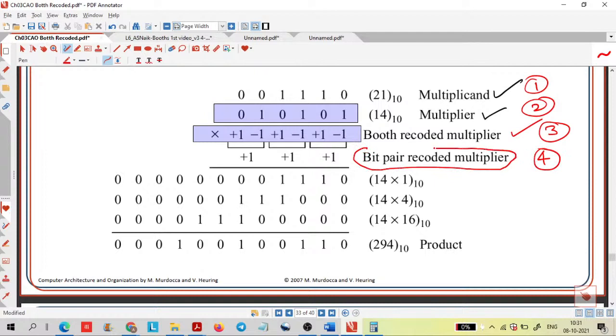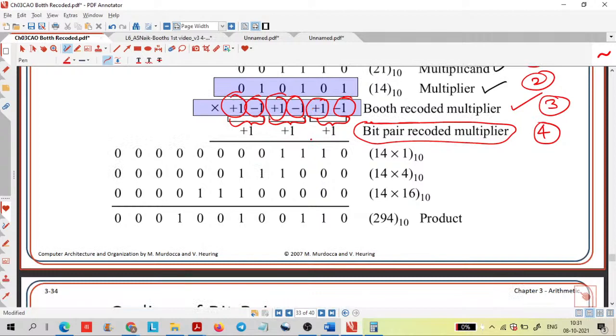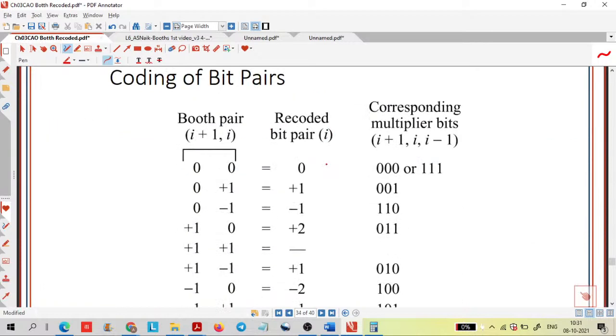bit pair recoded multiplier. After the Booth recoded multiplier, you have to do the bit pair recoded multiplier. So here you have to form a bit pair. This one number and this one number, you have to pair them. This is one pair. This is the third pair. So you form bit pairs like this, and that particular pair is replaced by one value. How that value comes is given by the bit pair table, and this is fixed.